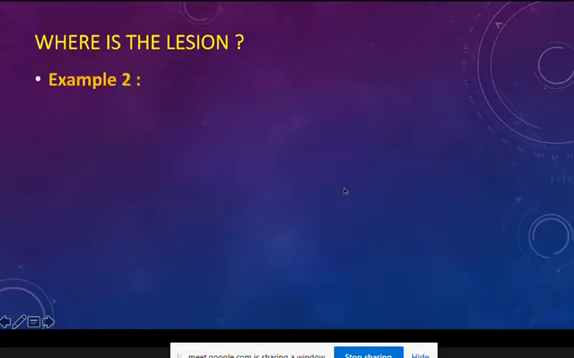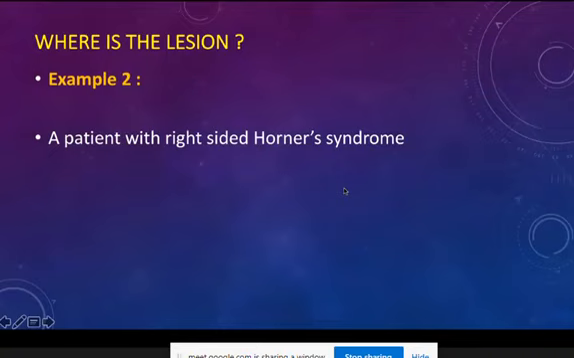Let's take example number 2: a patient with right-sided Horner syndrome.